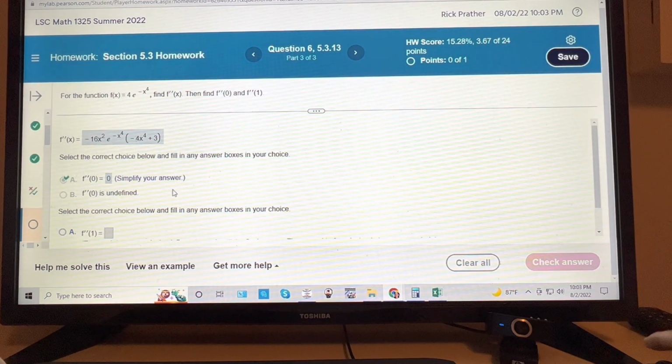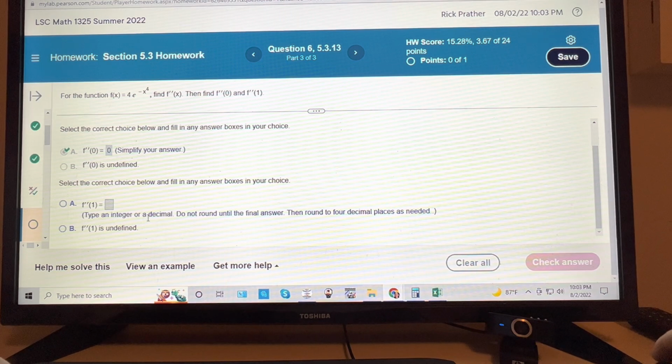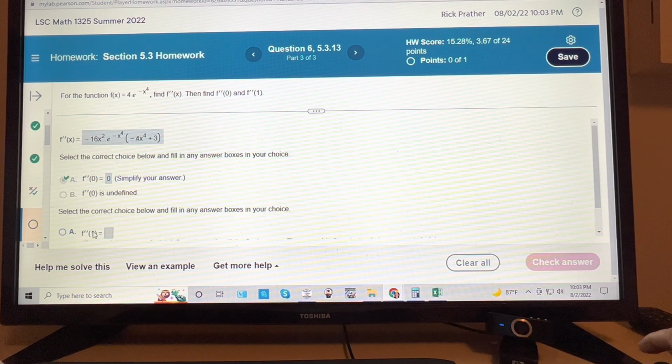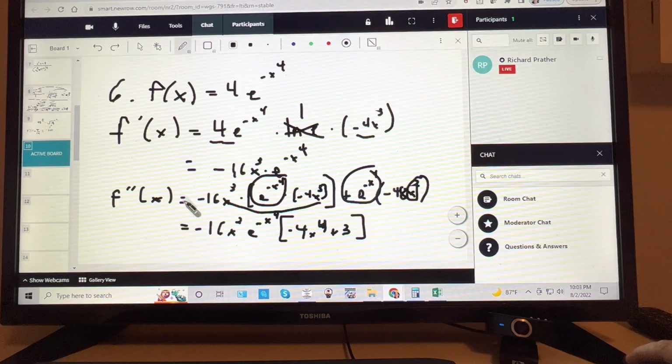Now plugging a 1 in, do they want a decimal? Yeah, see, they want a decimal here. I could tell they were going to do that because when you plug a 1 in here, you're going to get an e to the negative 1, which is not anything nice unless you just want to leave e in it. So put a 1 in, that'll make this be 1 squared times negative 16 is negative 16. 1 to the 4th is 1, so you'll get e to the negative 1. So that part will be negative 16e to the negative 1.